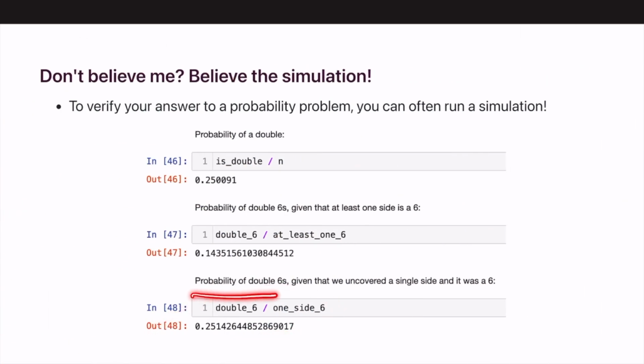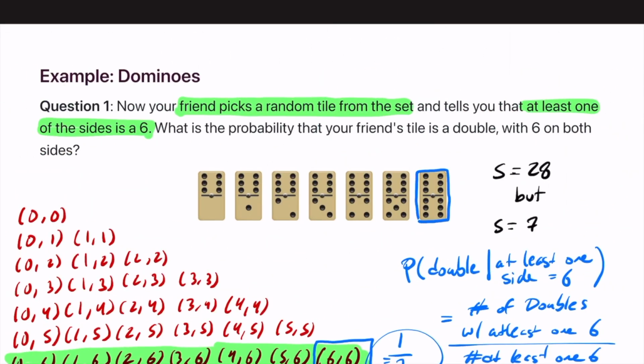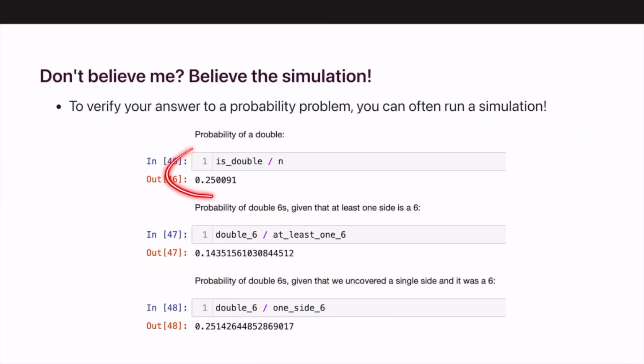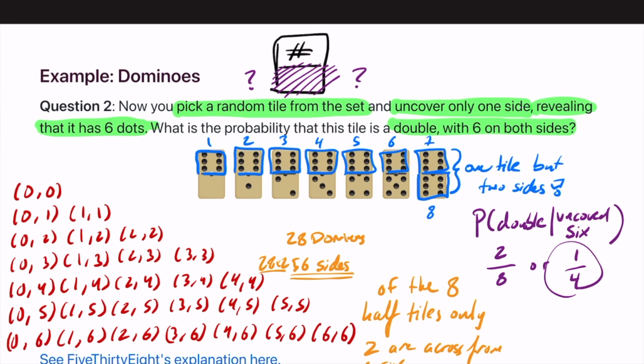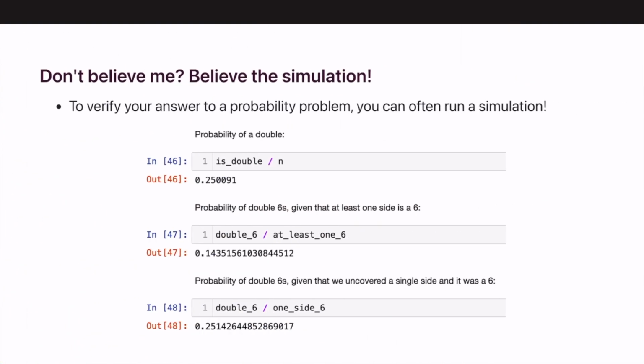So the probability of a double 6s, given that we uncovered a single side and it was a 6, gives us 0.2514, and that's done over many, many trials. This is just the other two from the other example, and then this one was the example from last lecture where it was just the simple 1/4. Okay, so those just round off the domino example from last lecture, and now we'll go ahead and start to dive into combinatorics.